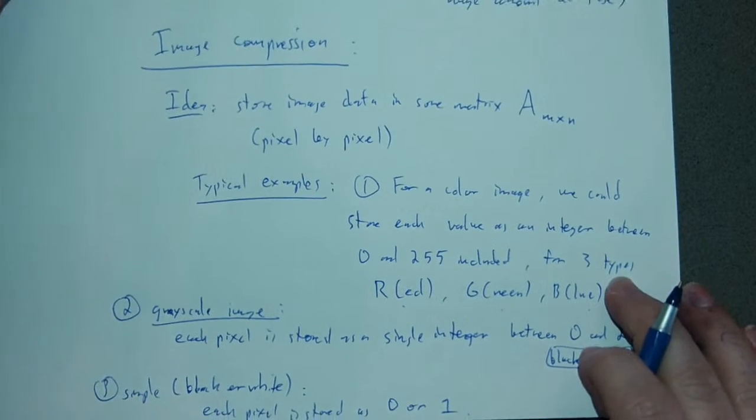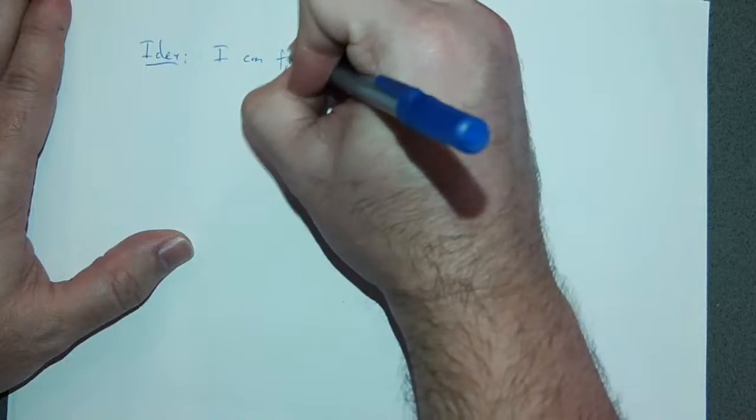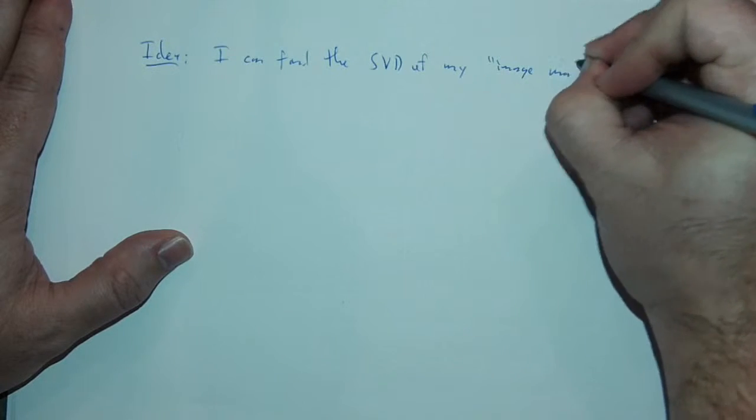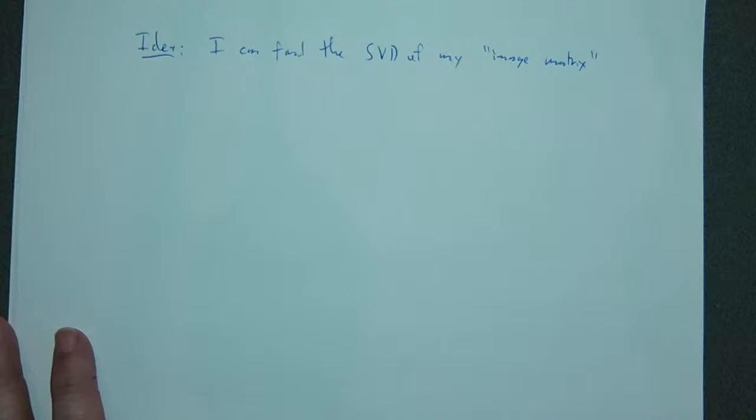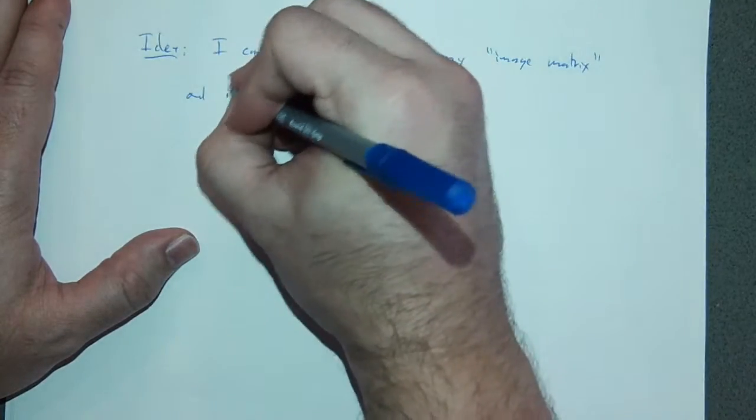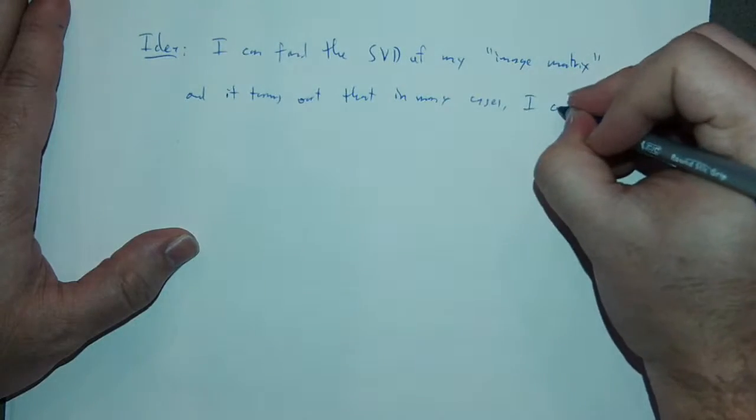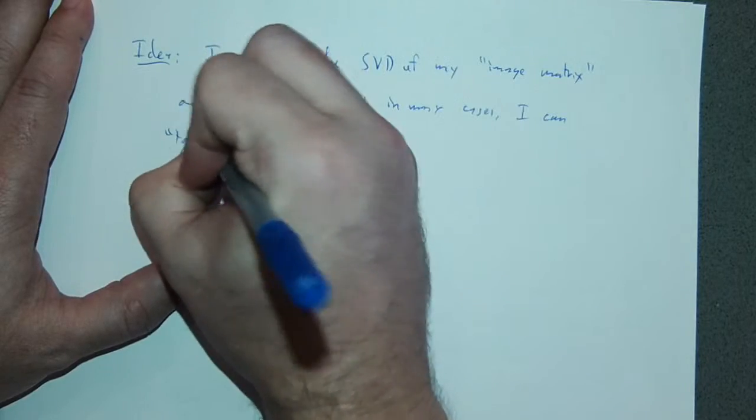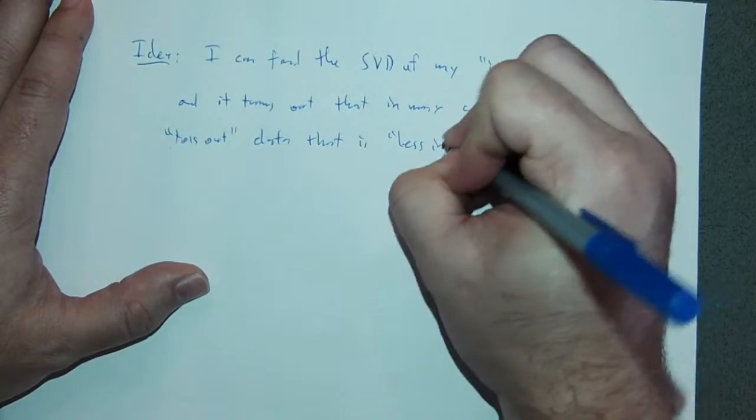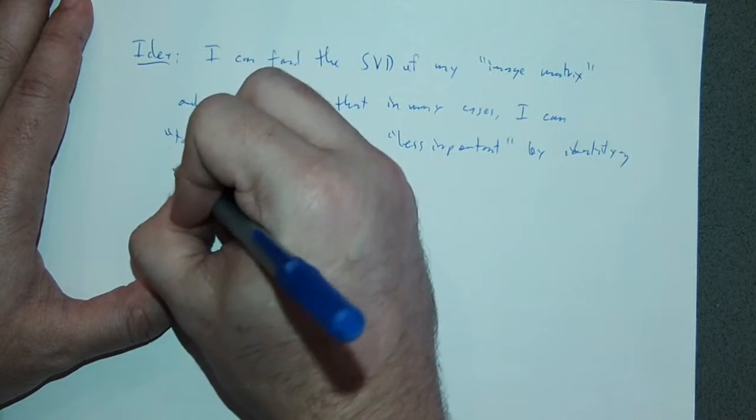And I'll talk a little bit more about this since I'm running out of time here. So the idea is I can find the SVD of my image matrix. Okay, so I can find the SVD of my image matrix here. And it turns out that in many cases, I can toss out data that is less important by identifying how or where the important data is.